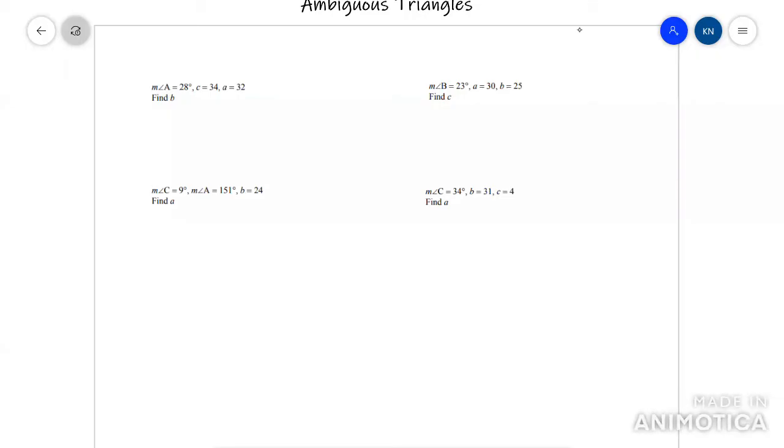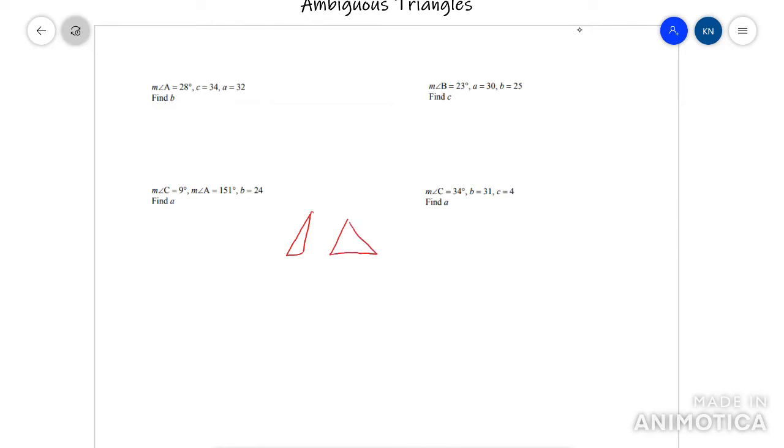All right, this video is going to go over ambiguous triangles. And basically what that means is they're going to give you some information about a triangle that they want you to draw, right? Well, sometimes based on that information, it could be a triangle like this, or it could have been a triangle like this.